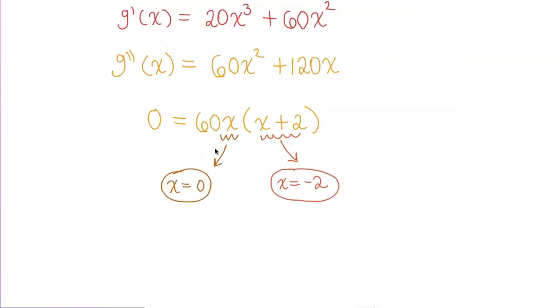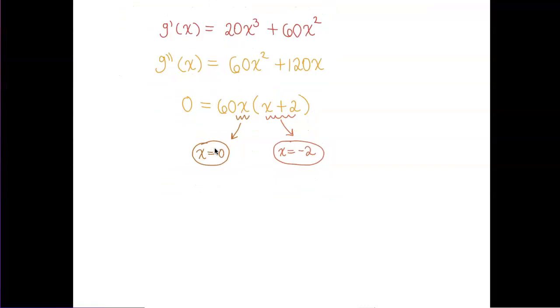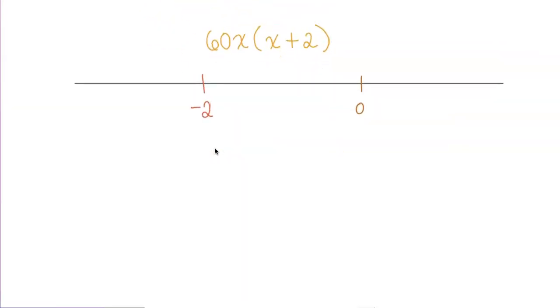So sketch a number line. We're going to have to check the sign of our second derivative around these points of inflection. So I will put 0 on the right because that's bigger, and I will put -2 on the left because that's smaller. Now what we have to do is plug into the second derivative. Okay, so that's the second derivative. Let's plug in some numbers to the left and right.